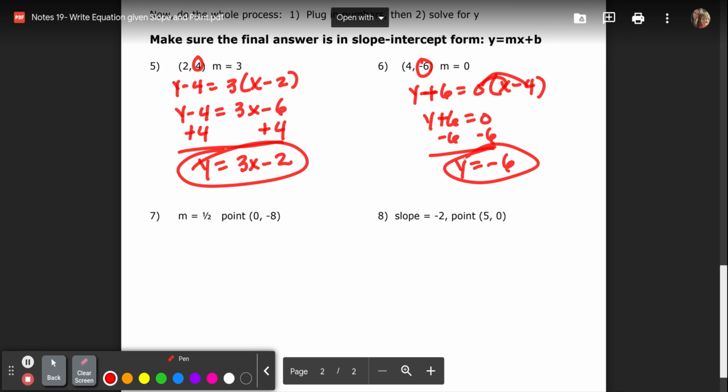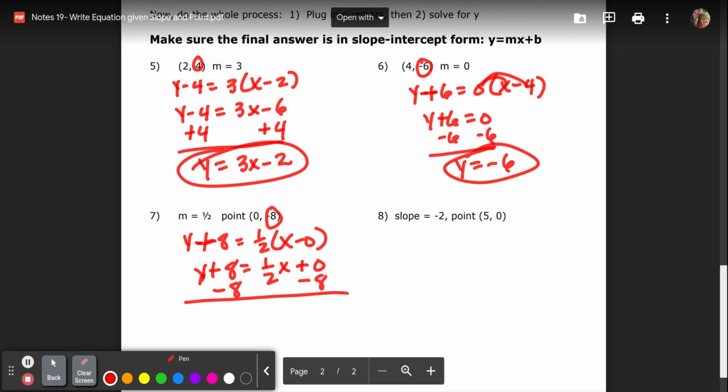Number 7, circle the second number. So y minus a negative 8 becomes a positive 8 is equal to 1/2, and x minus 0. So y plus 8 is equal to 1/2 x, and 1/2 times 0 is 0. You might go ahead and just put the 0 there just as a placeholder, because what you're going to need to do is subtract 8 from both sides. So y is equal to 1/2 x. 0 minus 8 is a negative 8.